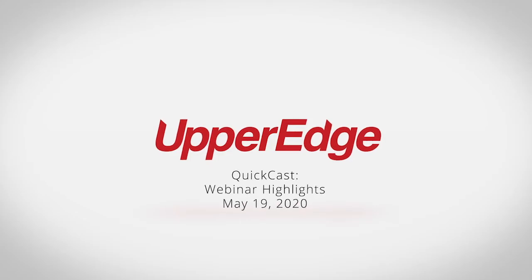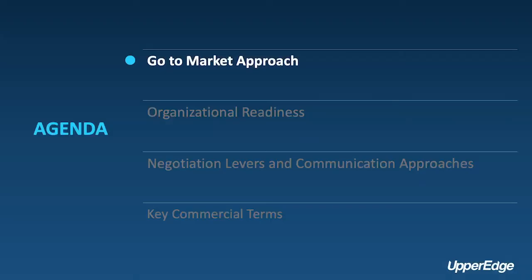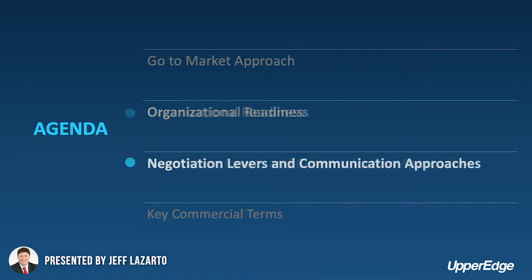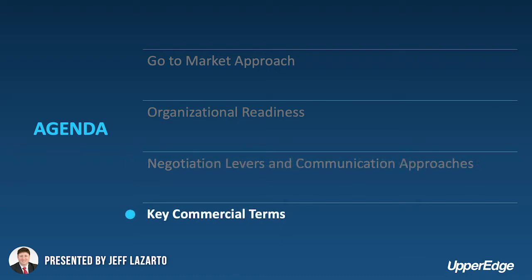So for today's agenda, we're going to go through a couple of items here. One is we'll start with a high-level discussion on Workday strategy and approach. Then we'll look at organizational readiness, right? Here's some planning: what are some things you can do to get your house in order before you begin discussions with Workday? Then we'll take a look at some negotiation levers or communication approaches. And then lastly, we'll go to some key commercial terms. So this will be more the material, financial, and commercial terms that will provide the foundation for your Workday relationship.